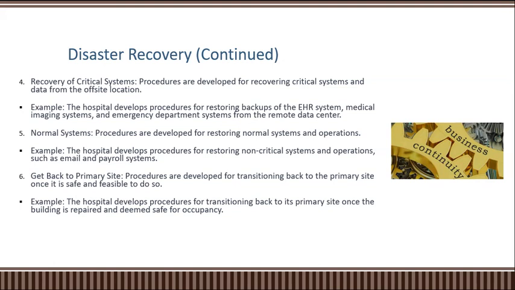Procedures are developed for restoring normal systems and operations. Example, the hospital develops procedures for restoring non-critical systems and operations such as email and payroll systems. 6. Get back to the primary site. Procedures are developed for transitioning back to the primary site once it is safe and feasible to do so. Example, the hospital develops procedures for transitioning back to its primary site once the building is repaired and deemed safe for occupation.